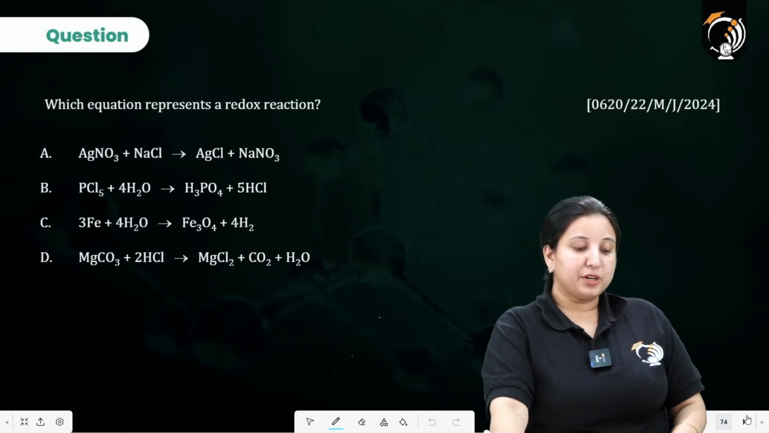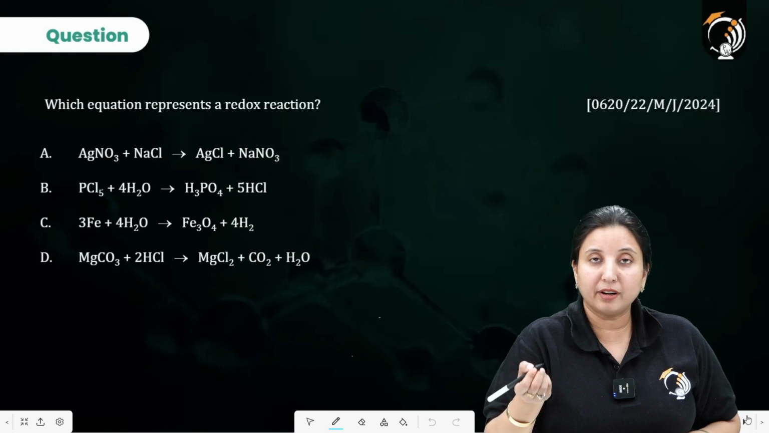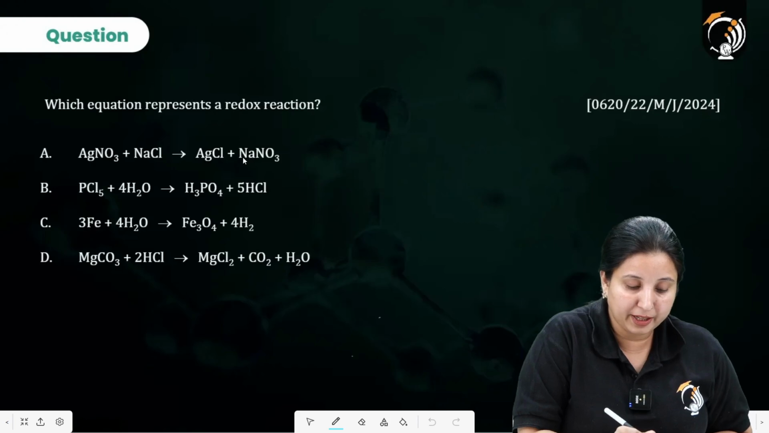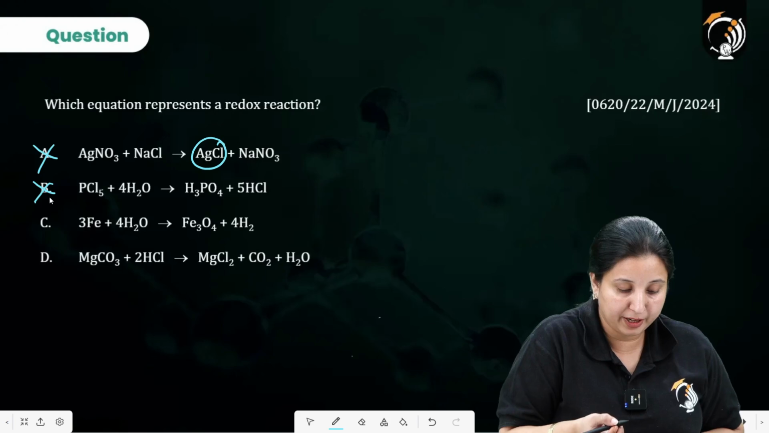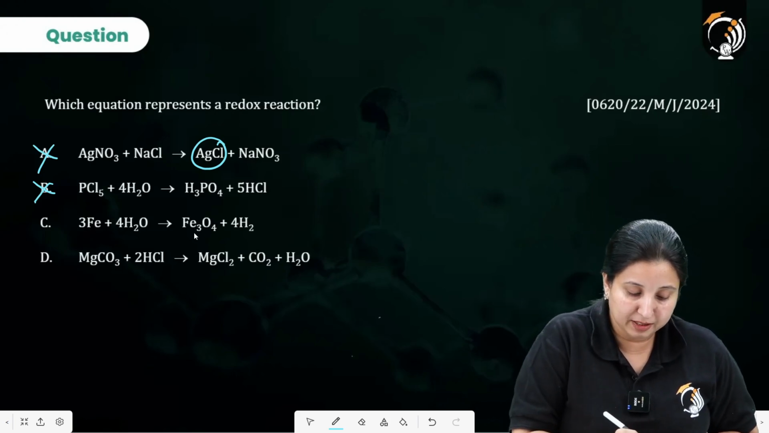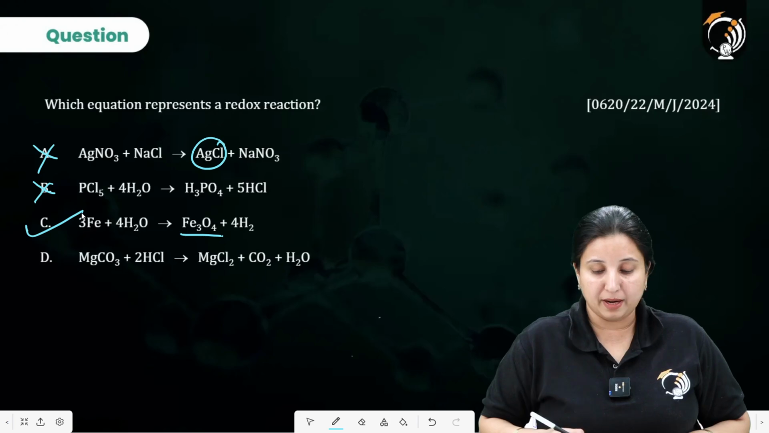Next is, which equation represents a redox reaction? So again, redox means oxidation and reduction should take place simultaneously. So with AgNO3, we are getting the AgCl precipitate. So no for this. Over here also PCl5 is converting into H3PO4 and 5HCl. So again no. Fe is converting into Fe3O4. So addition of oxygen. So option C is going to be my correct answer.